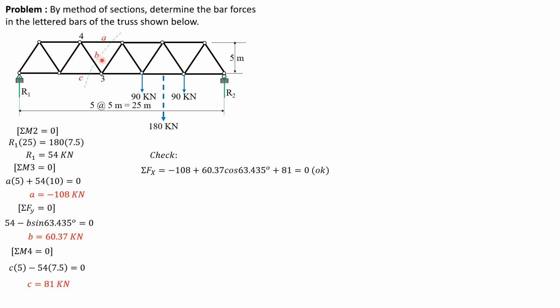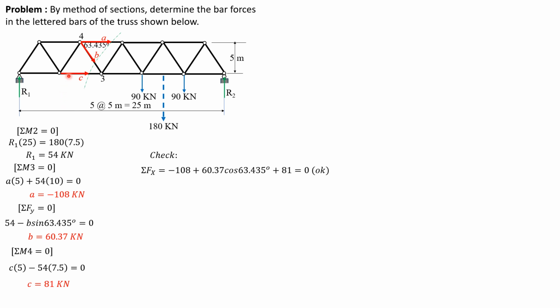To solve for B, since A and C are horizontal forces, we sum up forces vertical. The angle here is inverse tangent of 5 over 2.5, so inverse tangent of 2, that's 63.435 degrees. Summation of forces y equals 0: 54 minus the vertical component of B, which is B sine 63.435 degrees, equals 0. So solving for B is 60.37 kilonewtons.